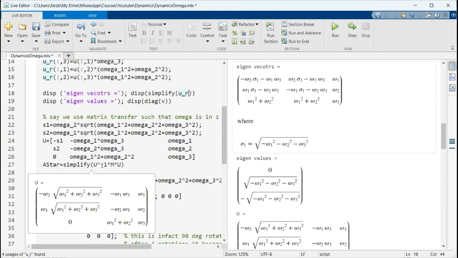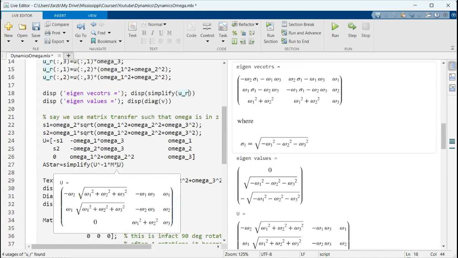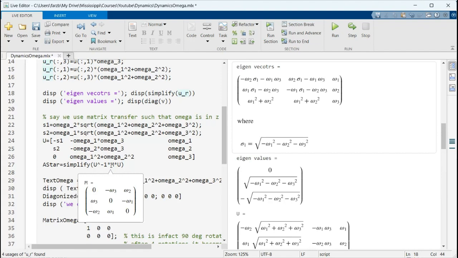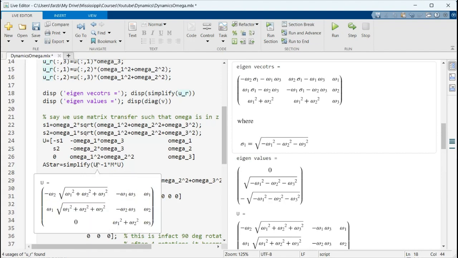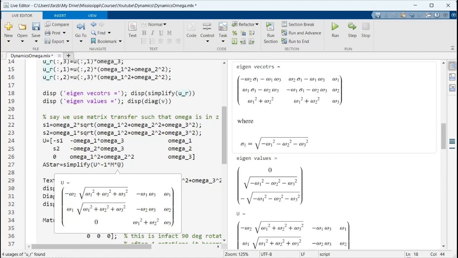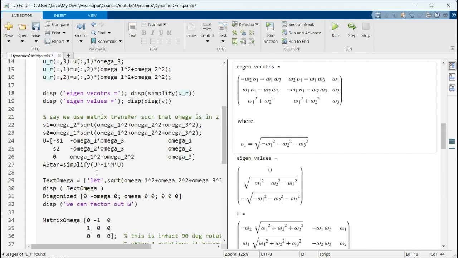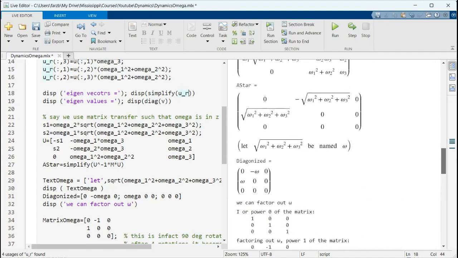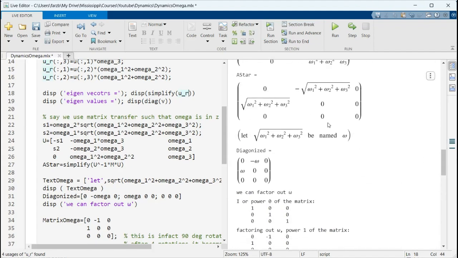Then if we do this U inverse MU, so this M is that antisymmetric matrix. If we multiply it by U inverse and U, then we would have a block diagonal matrix, which is A star here. That block diagonal has 0 on the diagonal, and this is negative omega, and this is positive omega. So let this be omega. Then we will have this.